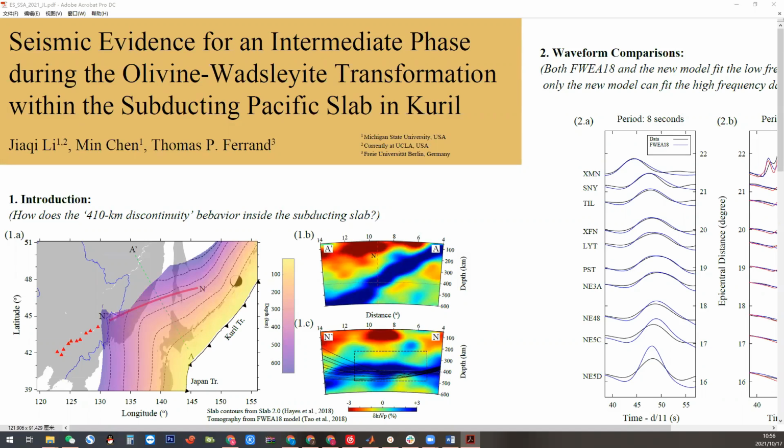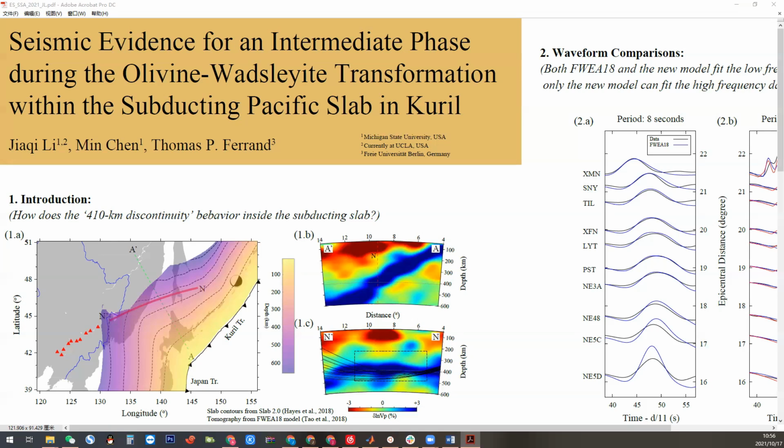At the top of the mantle transition zone, Olivine transforms to Wadsleyite at around 410 km depth under equilibrium conditions. In this ambient mantle, the Olivine-Wadsleyite transformation proceeds with a nucleation and growth mechanism, which involves thermally activated atomic diffusion.